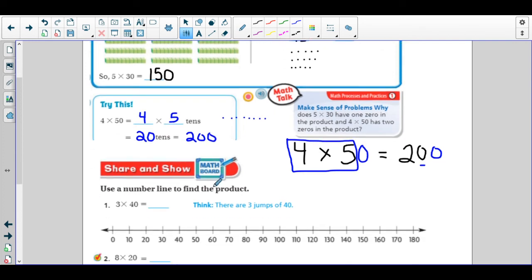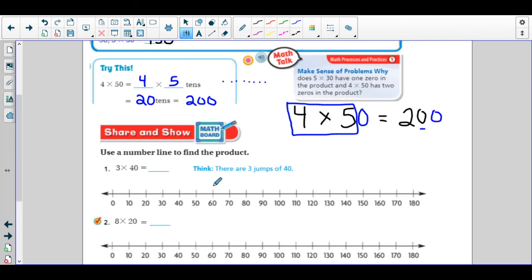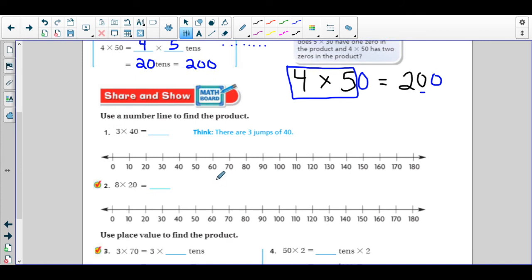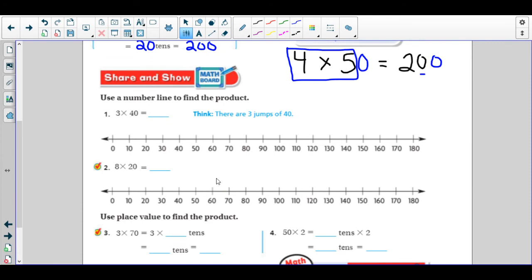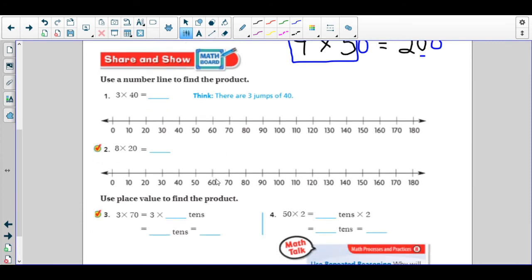So, multiplying by multiples of 10, pretty easy. I want you to try your hand at the show and share. See how you do. Pause the video and then unpause it when you're done, and we'll see how well you did.